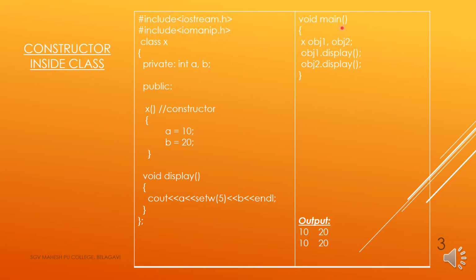Coming to your main program, I have created two objects, object 1, object 2 of class X. I'm going to call object 1.display and object 2.display. So when you compile this program, you are going to create two objects. You call this object 1.display. So you come here, display the values of A and B. A and B are nothing but 10 and 20. So once again, you're calling object 2.display. Again, the same values will be displayed. So the output is 10 and 20.